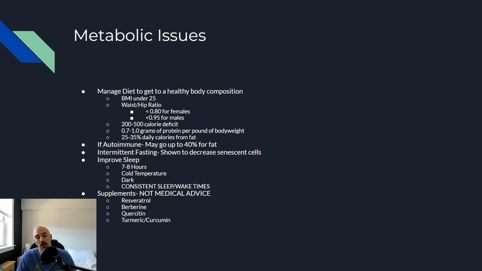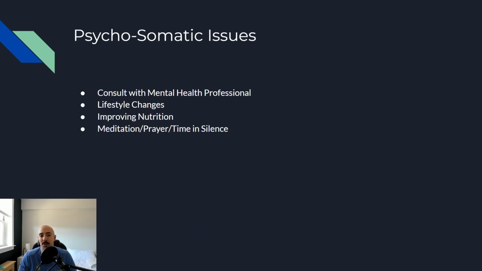Resveratrol, berberine, quercetin, turmeric/curcumin all reduce inflammation, and some of them actually are shown to increase autophagy and decrease senescent cells. Psychosomatic issues.